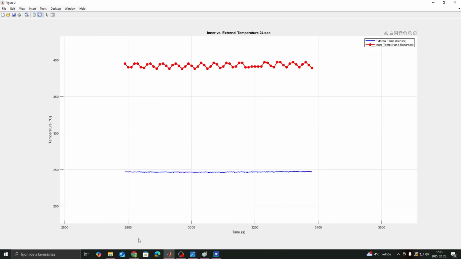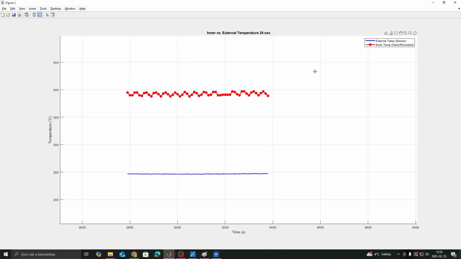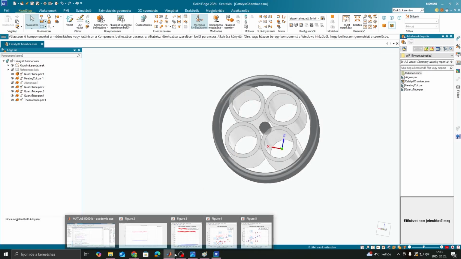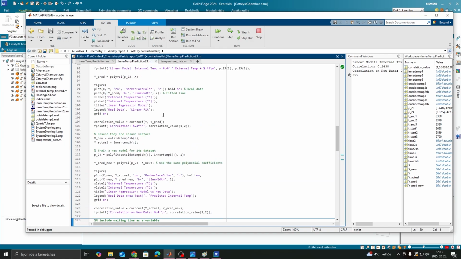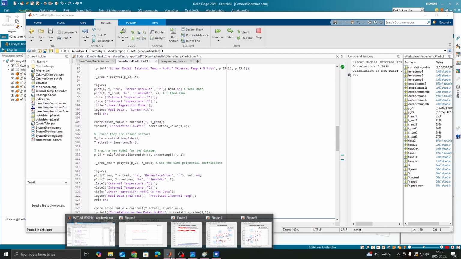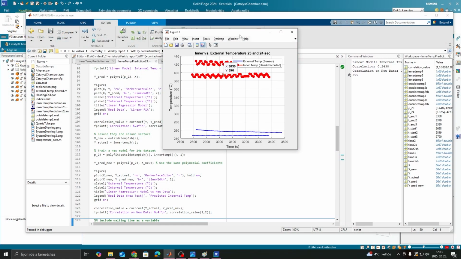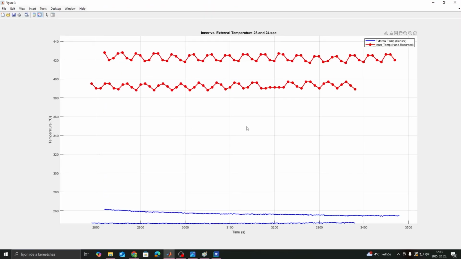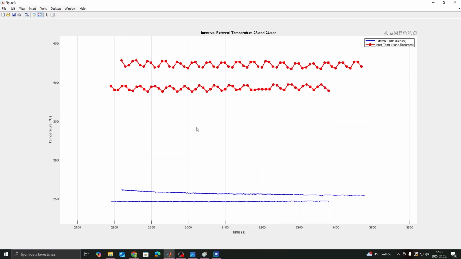So this is the first data. I have this, and wrote a MATLAB code with the help of ChatGPT. I created graphs first of all to visualize how the system works and behaves.